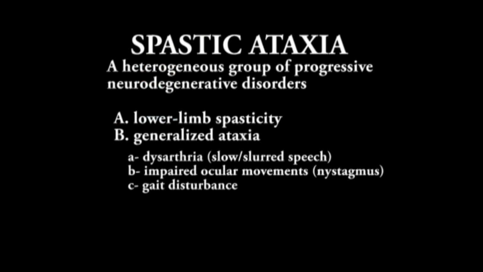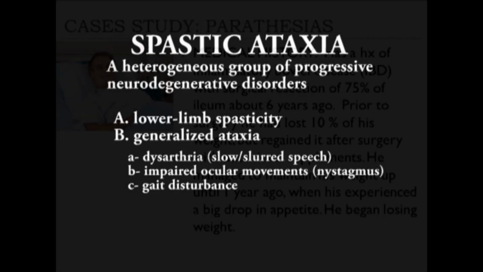Let's define spastic ataxia. It's a heterogeneous group of progressive neurodegenerative disorders. When we talk about ataxia, we really are referring to problems with coordination of muscles. So we have lower limb spasticity, we have generalized ataxia, oftentimes recognized with symptoms like dysarthria, which is slow and slurred speech, impaired ocular movement, also referred to as nystagmus, and then we have gait disturbance.